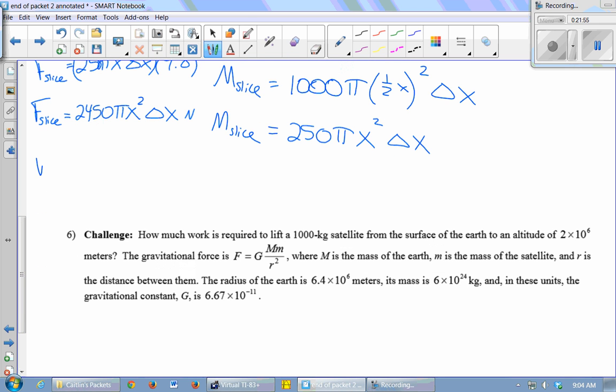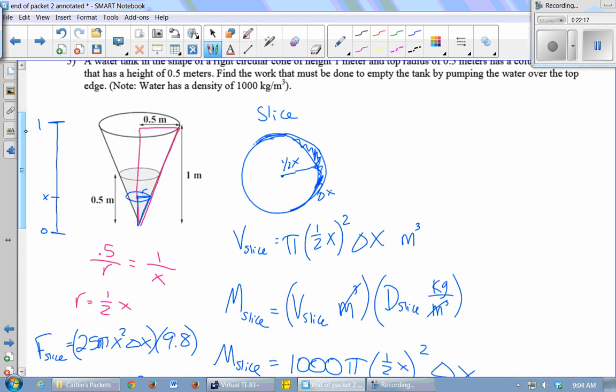All right, so the work done on my slice is going to be the force on my slice times the distance that that slice moves. Okay, so force I know is 2,450 pi x squared delta x. And then how far does that slice have to move to pump it out of the cone? 1 minus x, because I happened to label the 0 down here.